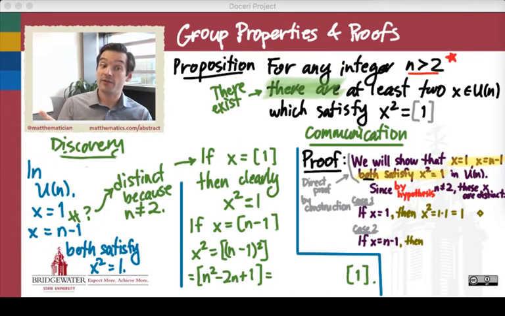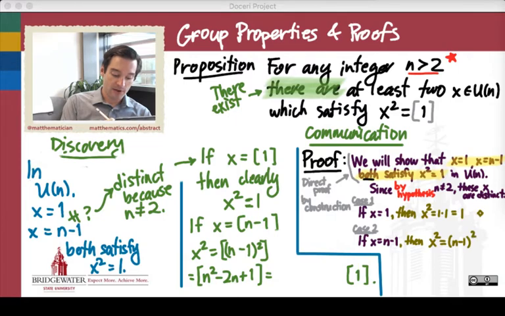All right, so what if x equals n minus 1? If x equals n minus 1, then what is x squared? And this is where our calculation from the napkin comes in again. n minus 1 squared. Foil it out. And now we just have to make the argument about, well, n squared is a multiple of n. So its equivalence class is the equivalence class of 0. Negative 2n is a multiple of n. So its equivalence class is the same as the equivalence class of 0.